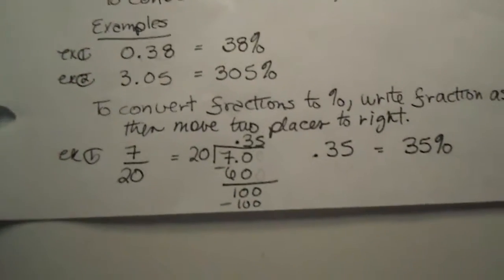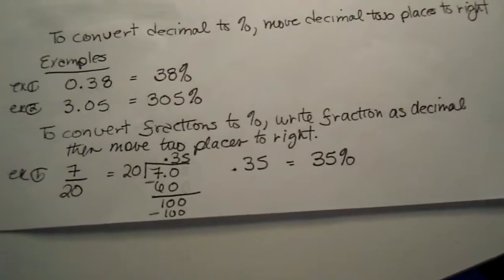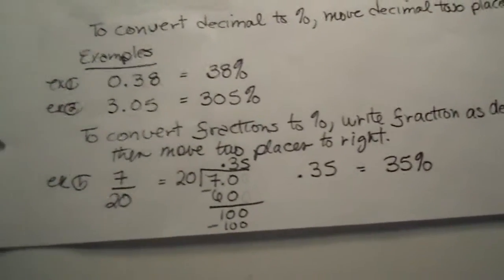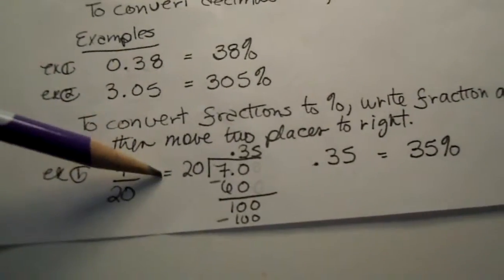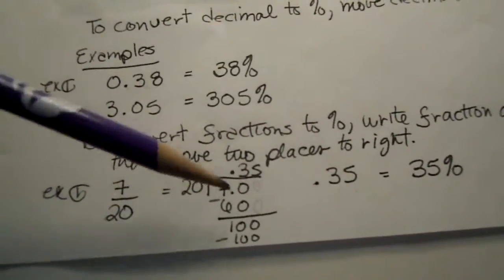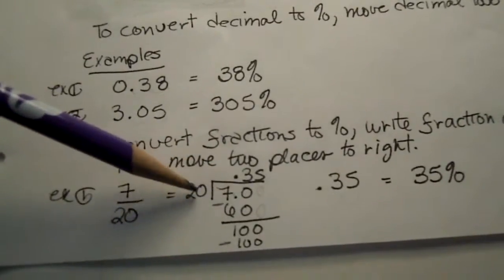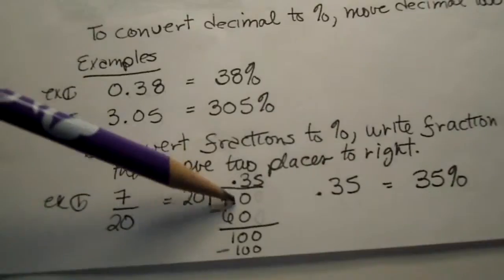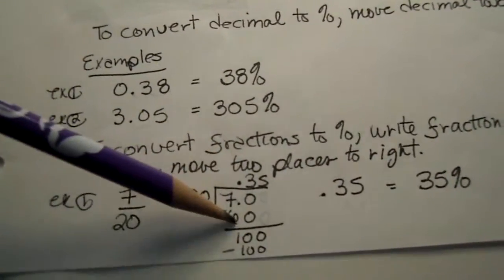Now finally, if I want to convert fractions to percent, you're going to write your fraction as a decimal, and then you will move it 2 places to the right. So for example, if I have 7 out of 20, that is equal to, well, 20 goes into 7, it doesn't. So I'm going to need to put a 0. here. And when I do that, I say now 20 goes into 70 3 times, but I need to make sure I put that decimal, keep it lined up. So 3 times 20 gives me 60.